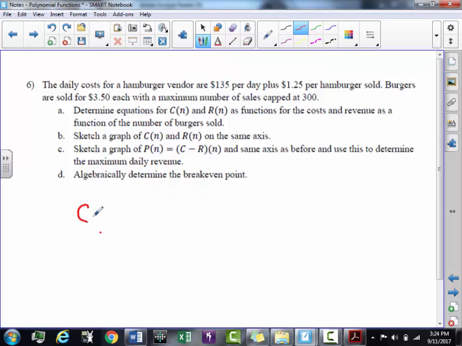So what are your costs? How do I write an equation for costs? And why don't I just use N, because N is how many hamburgers I sell. Right? So when I sell hamburgers, it costs me money because I have to pay for the stuff on them, right? So this is my cost function.